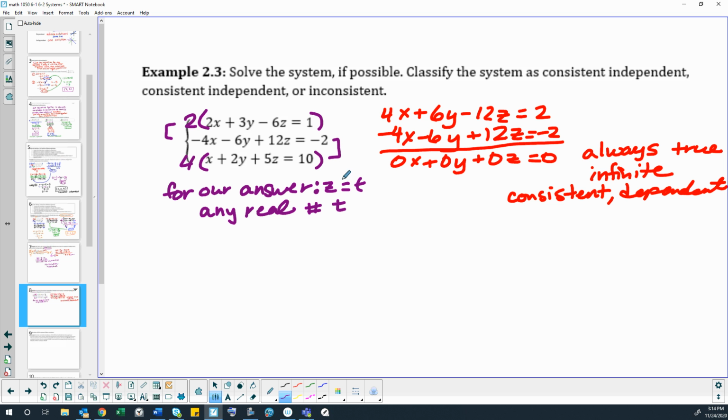Once we know what t is, we plug it in anywhere we have z, and we solve for our x and y so that we have equations that allow us to solve for x and y in terms of z. But we want an equation that just has x and z, and we want another equation that just has y and z. So we have a little bit more work to do here.